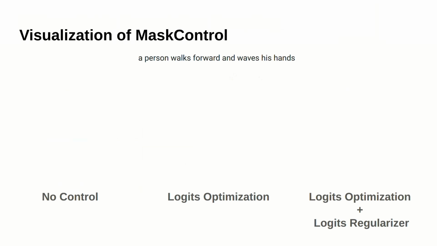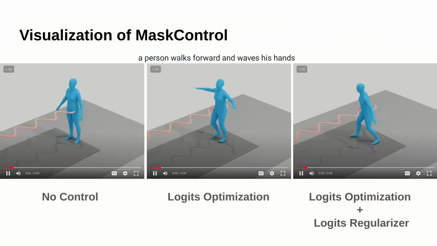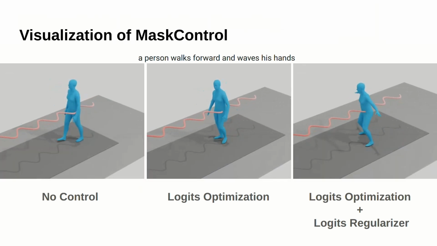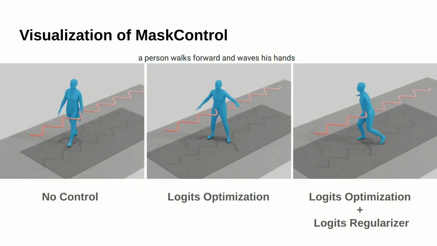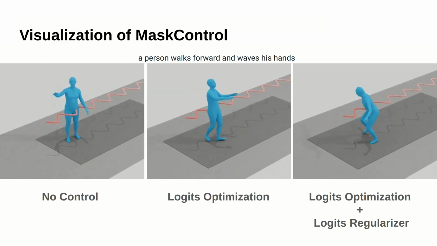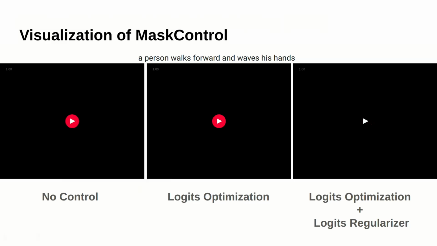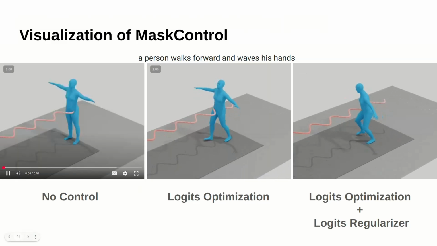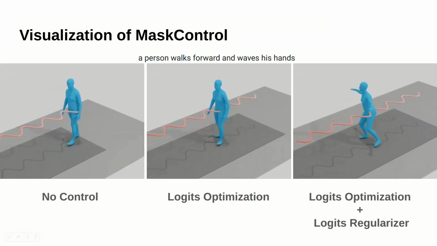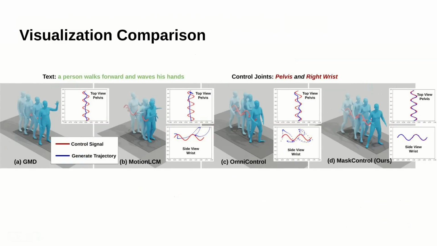Here's a visualization. On the left, no control. In the middle, Logits optimization only. The motion is accurately controlled but drifts toward the end. On the right, combining Logits optimization and Logits regularization gives precise and high-quality control. Compared to methods like Motion GMD, Motion LCM, and OmniControl, those models show imprecise control and unnatural motion. On the right, our MaskControl achieves both precise control and natural motion.